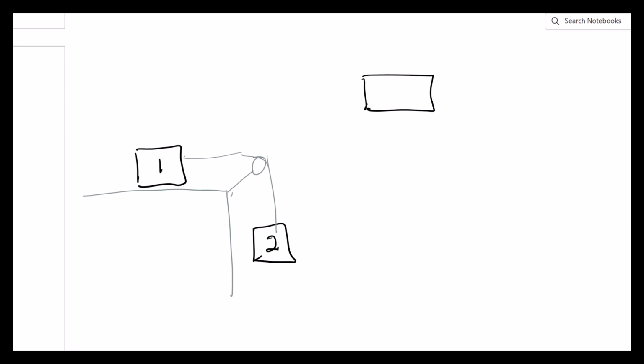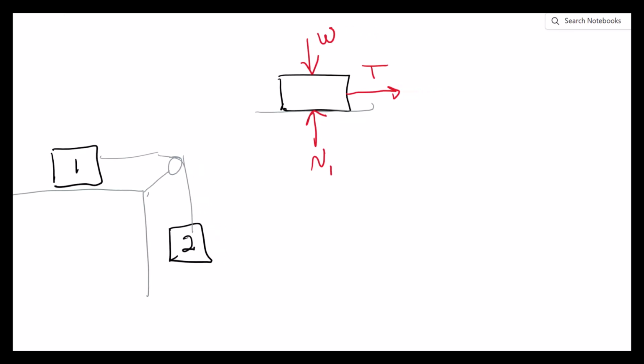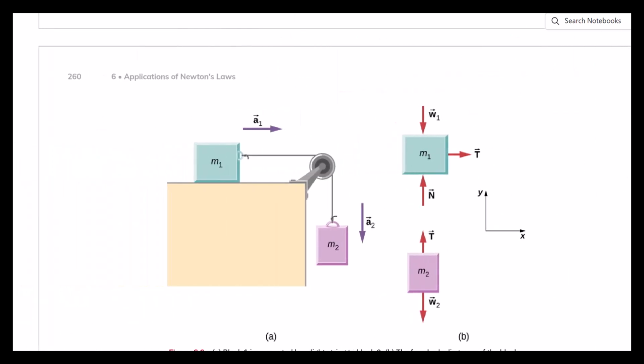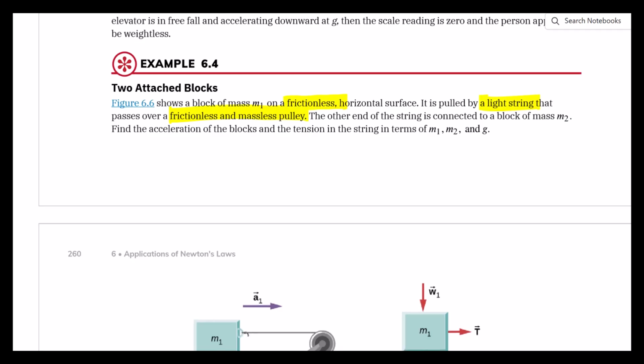Okay, so mass 1 is sitting on the ground. So there's a normal force that keeps it from going into the ground, normal force 1. And it has a weight, and there's a tension in the string. So that's 1, the weight of number 1. Then I know that it is accelerating that direction at something called, did they just tell me A1? Why are A1 and A2 different?